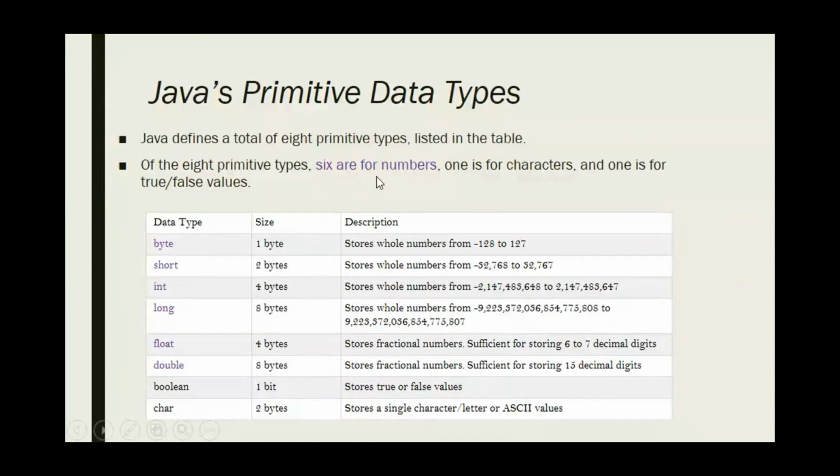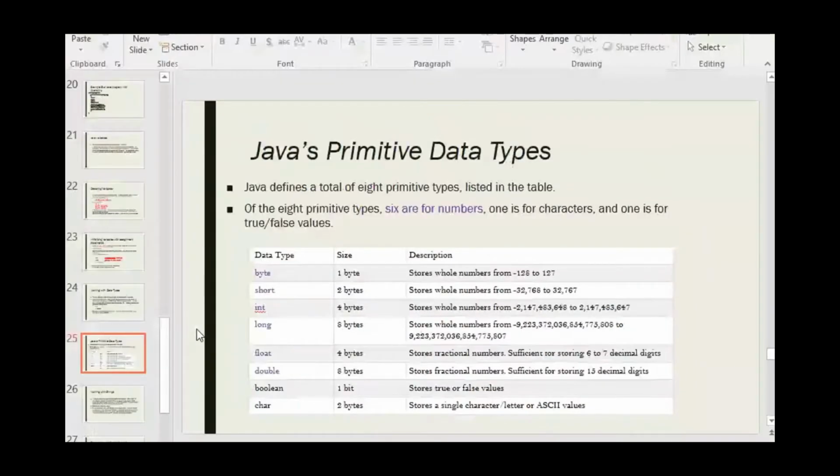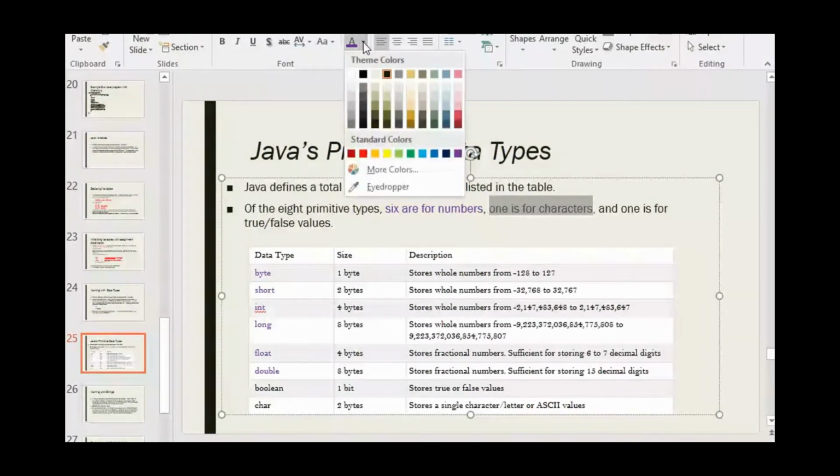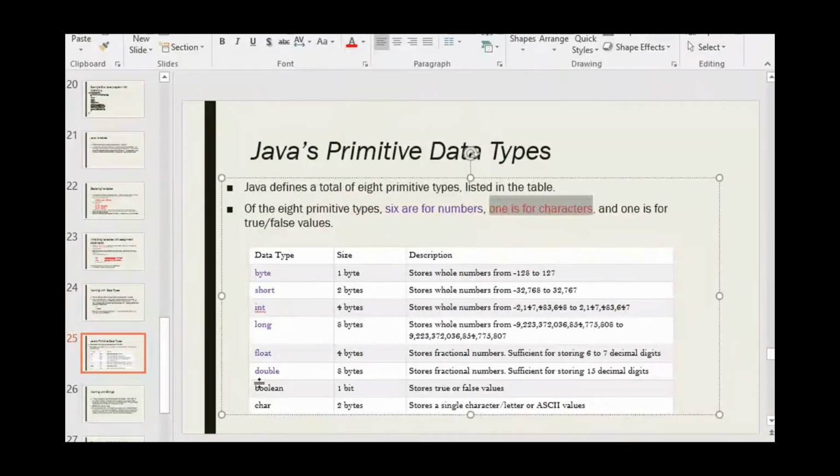So these are your 6 numeric data types. These are your primitive data types. There are 8, but for numeric primitive data types, there are 6 of them: byte, short, int, long, float, and double. Moving on, we have 1 character data type and 1 other data type, which I'll put in red color. So we have the character data type.